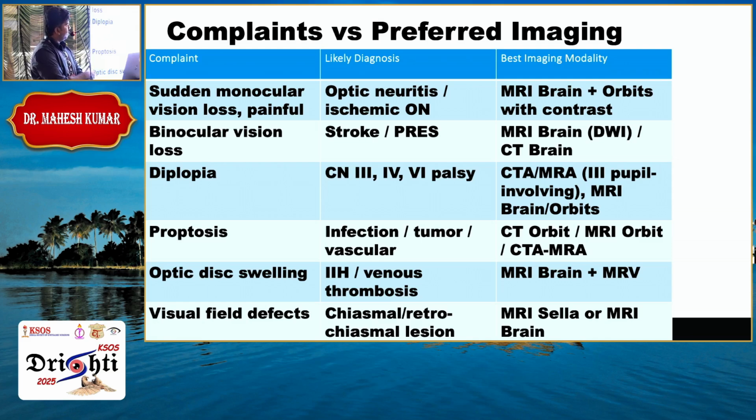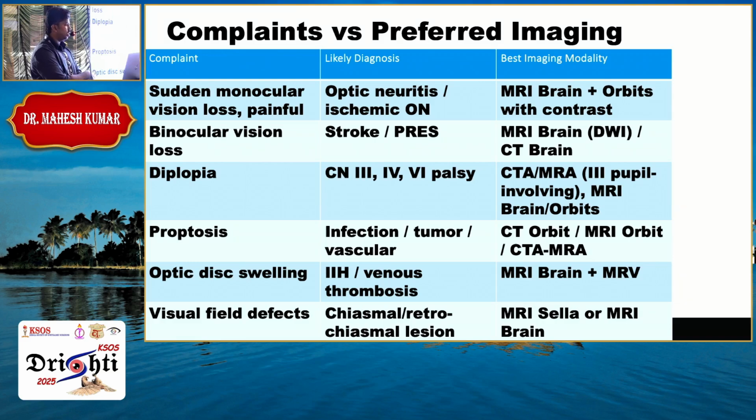And diplopia, cranial nerve palsies, as we know, CT angiography or MR angiography should be done for any cranial nerve palsies. Along with that, MRI brain and orbit should also be taken. And proptosis has a number of causes: infections, tumors, or vascular. You can go with CT orbit or MRI orbit, depending on the presentation. Because if it's a trauma case, sudden head injury and proptosis, you should go for CT first, then MRI. If it's a soft tissue lesion that you're suspecting, you should go for the MRI orbit first.